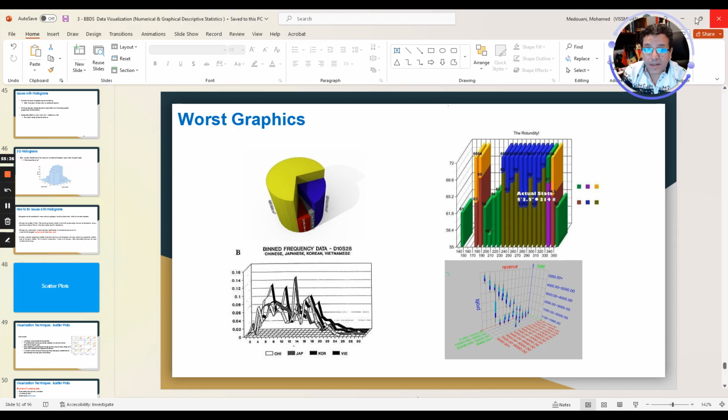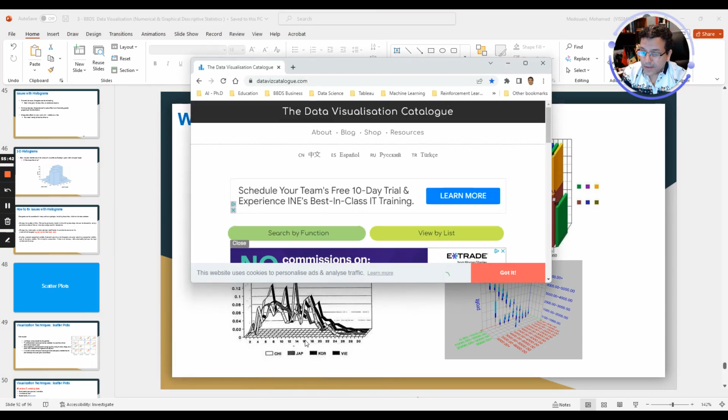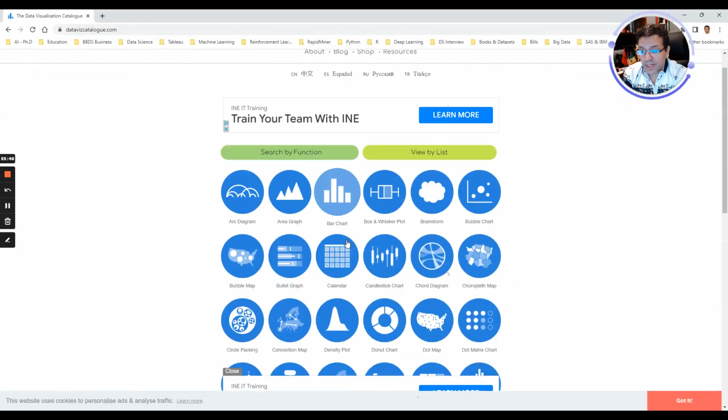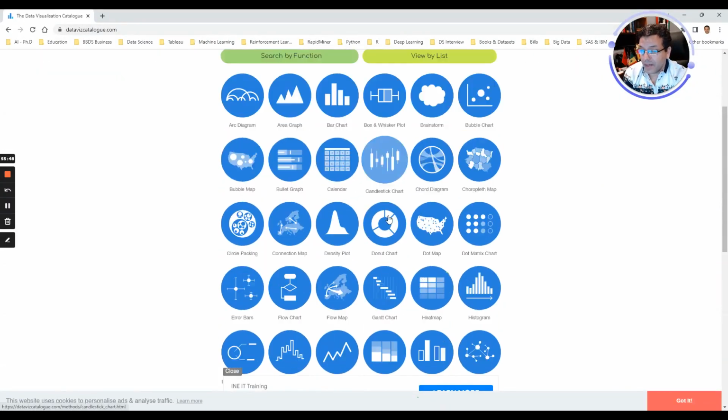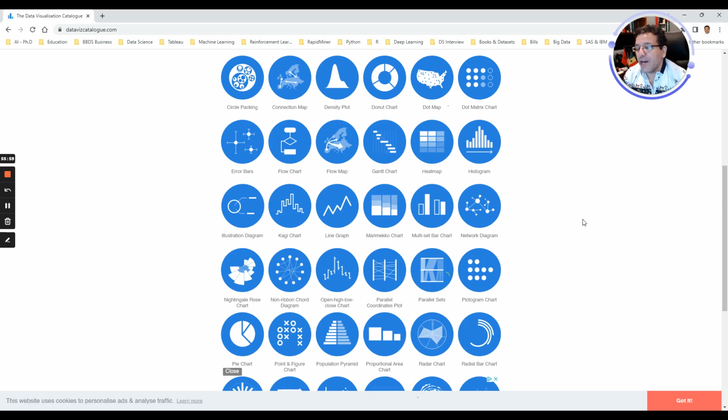Do we have other graphs? Yes, we do, but try your best to find a graph that represents your data better. There are many graphs that you could use, but the golden rule is that the best graph is the graph that tells a story.